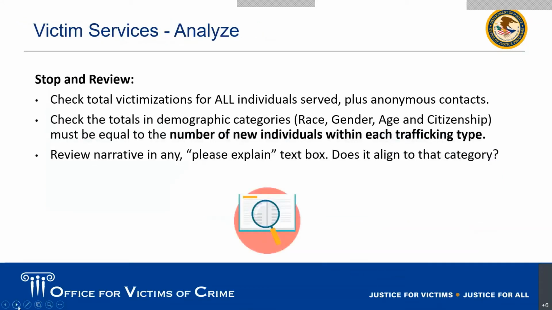So let's take a moment to step back and offer some items that you can stop and review. When I mentioned before that there are places where you want to check your totals, on the screen right here are a couple of those key places that you want to watch for. First, check the total victimizations for all individuals served plus anonymous contacts, and put that all together when you're comparing those to your services provided. If you have fewer services than individuals reported, there may be something a little off there.